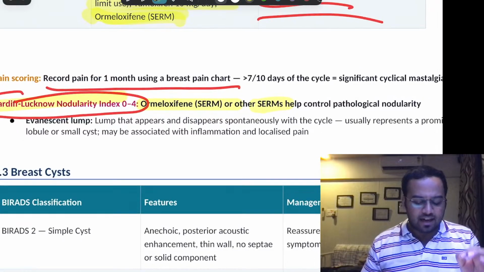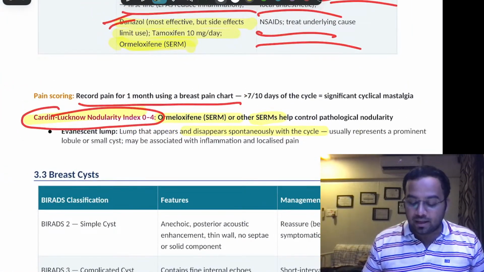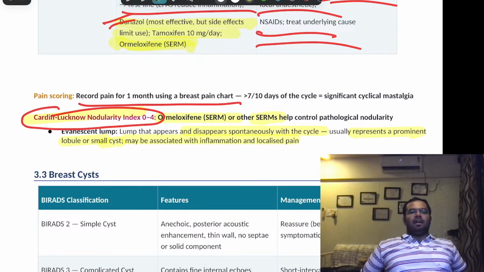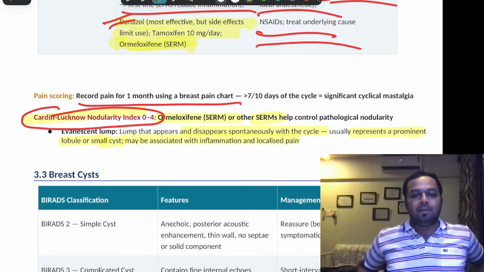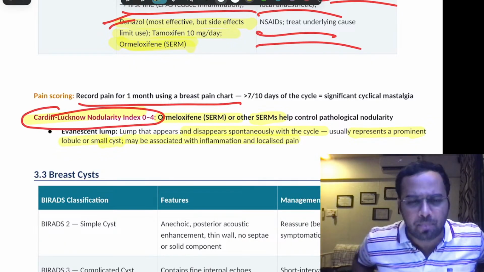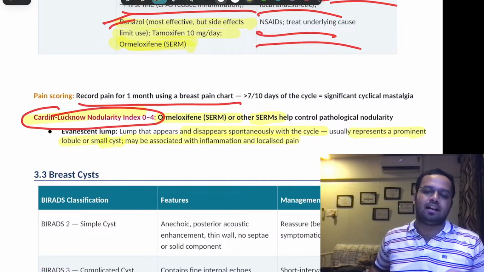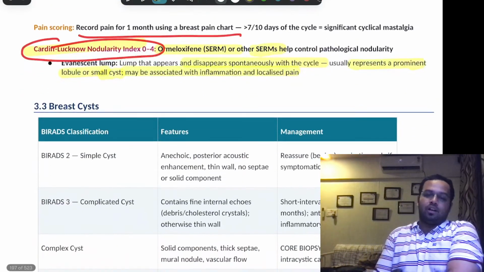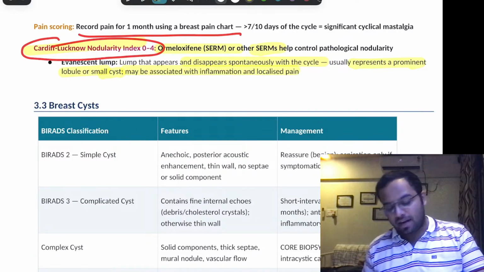Then what is an evanescent lump? It is a lump that appears and disappears spontaneously within the cycle, and it usually represents a prominent lobule or a cyst and may be associated with inflammation or localized pain. Whenever we see an evanescent lump, it means the lump is coming and going. The patient came once, the lump was seen; the next time she came, the lump had disappeared. So it is related to the cyclical growing and regression of the breast. It might be a single lobule hypertrophy sometimes, so it might go away on its own.